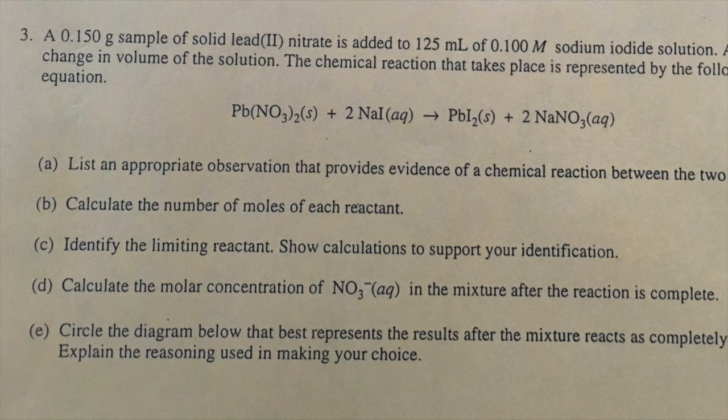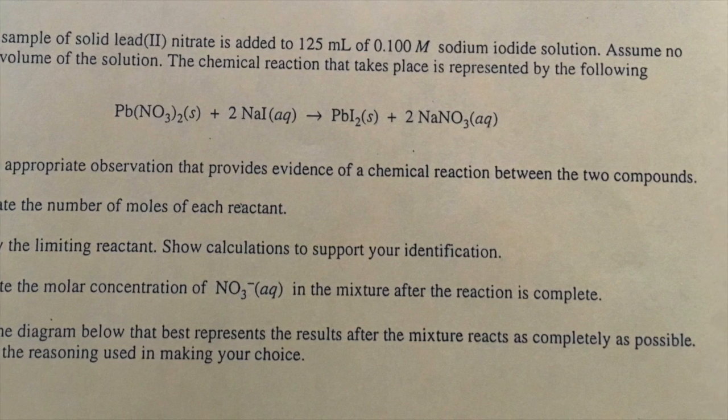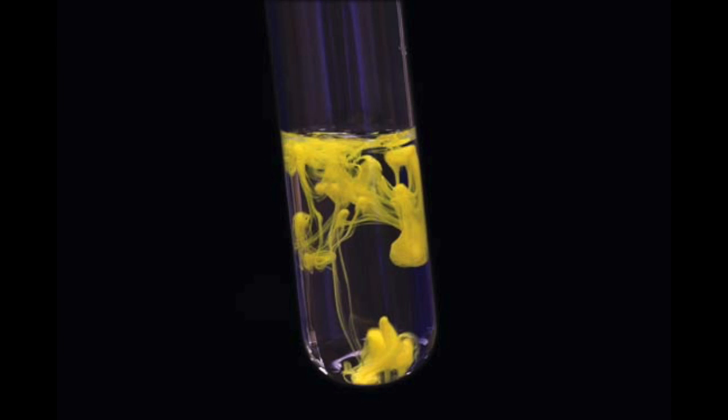Part A asks to list an observation that provides evidence of a chemical reaction between the two compounds. One example that shows evidence of a chemical reaction is the formation of a solid precipitate. A precipitate is a solid that is insoluble. A precipitate forms when the reactants are both insoluble. Insoluble means unable to ionize or break up into its separate ions. In the example of the problem, PbI2 is a solid because neither lead nor iodine are soluble.